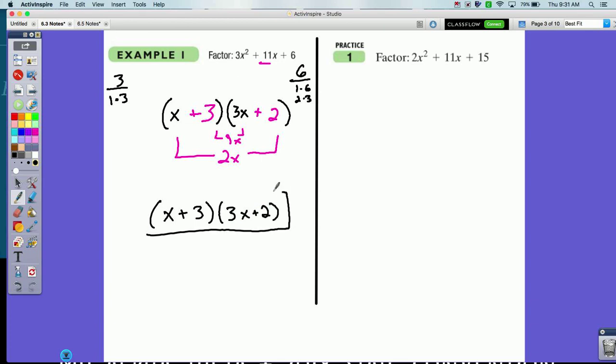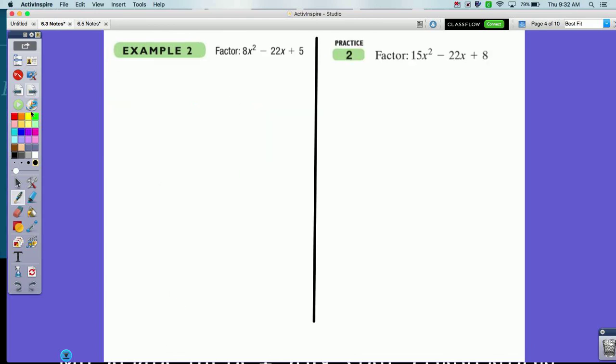All right, without too much wailing and gnashing of teeth. Let's look at example 2, see what that has to play for us.